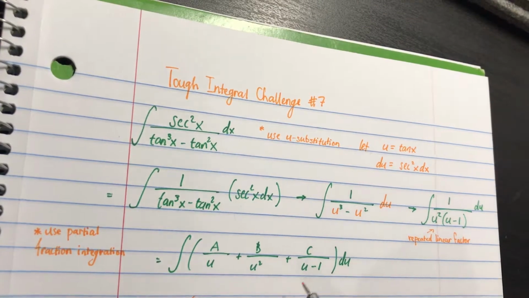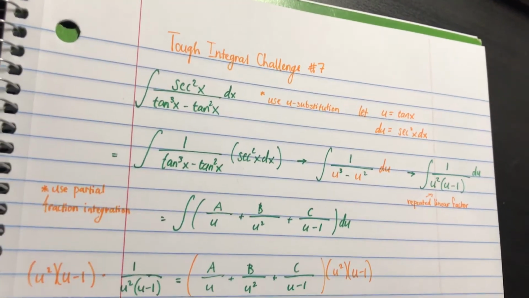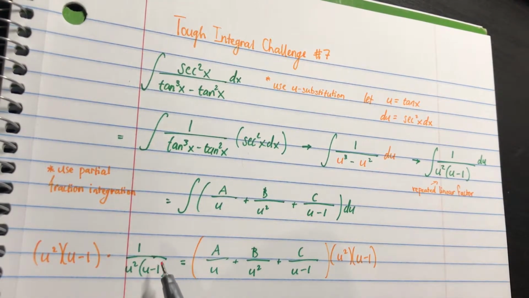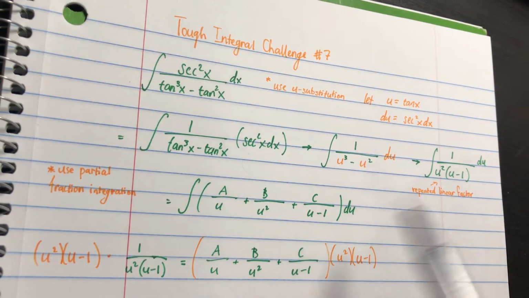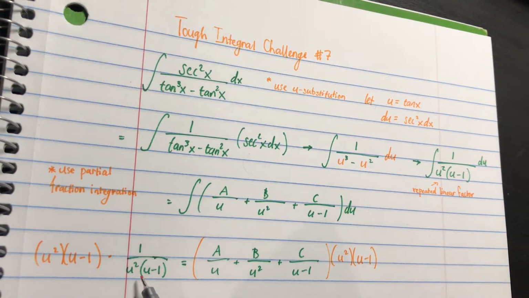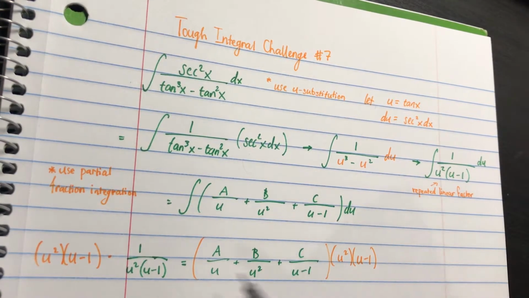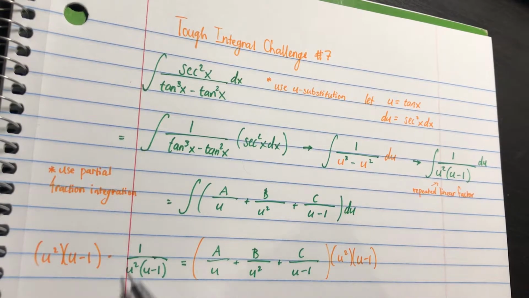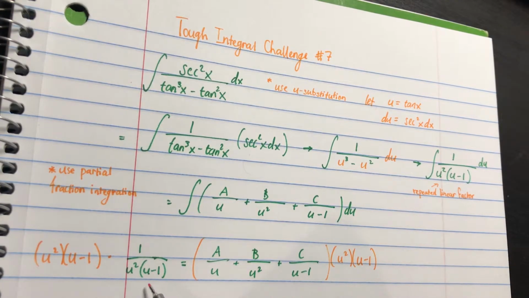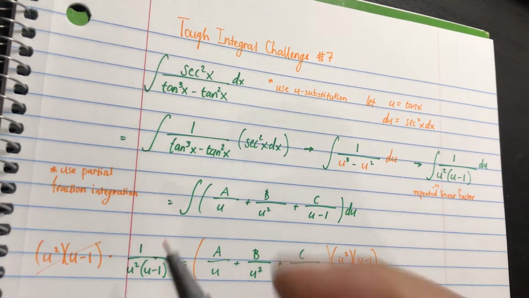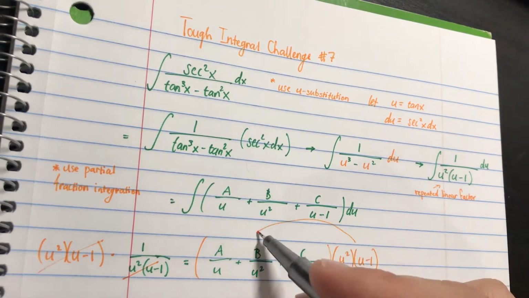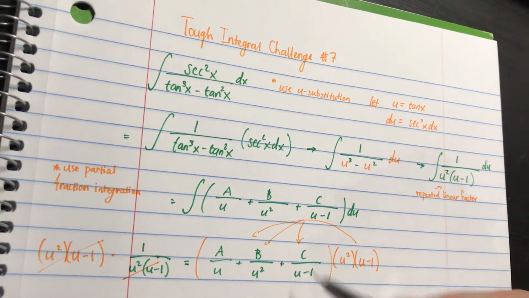And our next step, of course, is to move away from the calculus and try to figure out what these values for a, b, and c are going to be. So I start with the original statement that 1 over u squared times u minus 1 is equal to this expression that we have here. And of course, I'm going to multiply both sides of this equation by the denominator of our original function, u squared times u minus 1. So when I multiply both sides by the denominator here, these get cancelled out, and this entire term right here gets distributed to each of these individually.